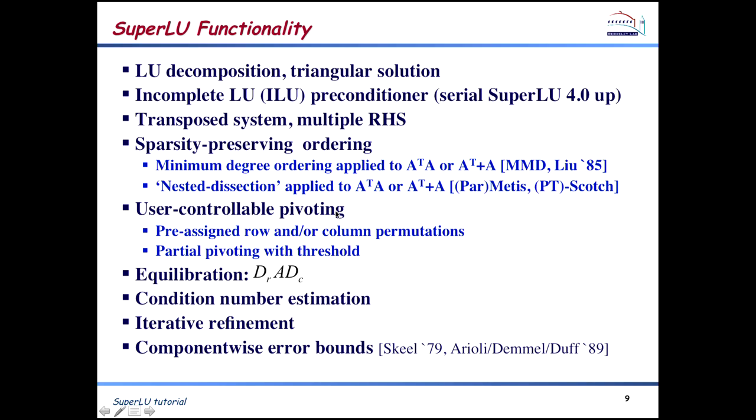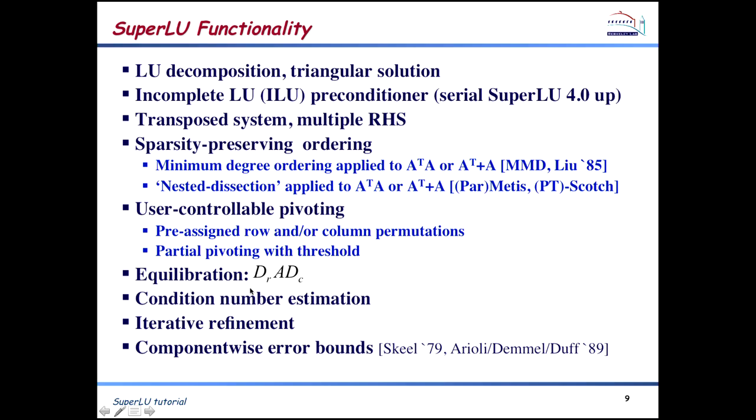And then we have a sparsity preserving ordering with the option of minimum degree or nested dissection. And for numerical pivoting, the user could give a threshold. So you can trade off the sparsity with the numerical stability, depending on what threshold you give.